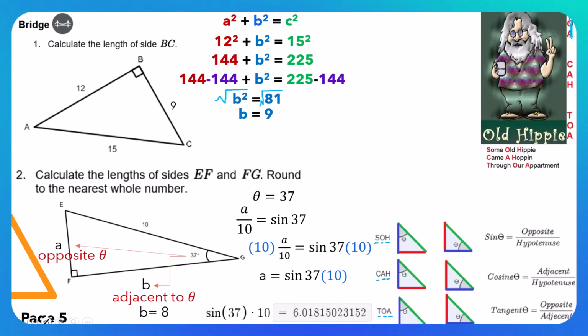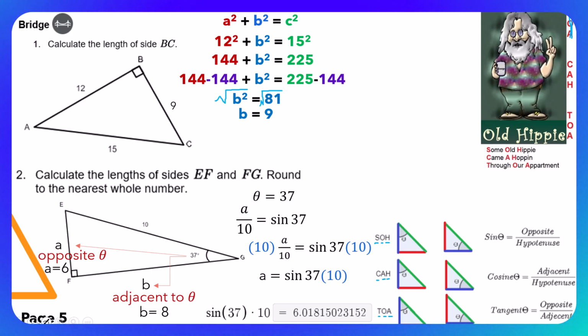and we get approximately 6.018150, and you can read the rest. It says round to the nearest whole number, so rounding that to the nearest whole number is going to give us 6. So look at what we solved for. We solved for that shorter leg. We solved for A. That was opposite of 37. So A is equal to 6.